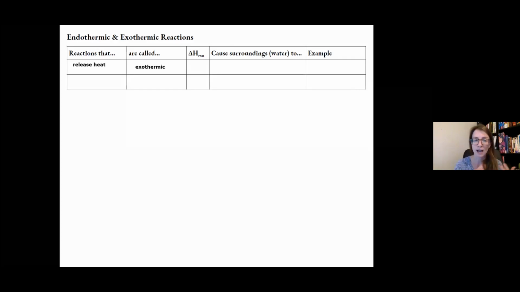And these reactions, exothermic reactions, have this thing, delta H reaction. I'll explain more what it means, but it is a negative sign. They'll have a negative value, exothermic reactions, for their delta H reaction.